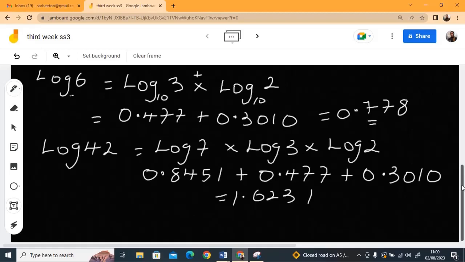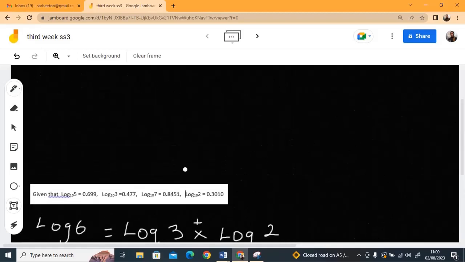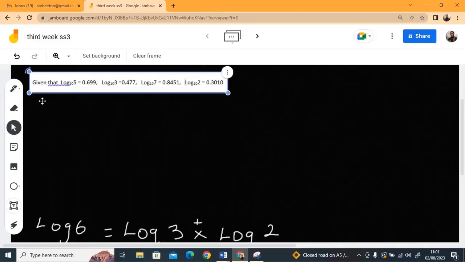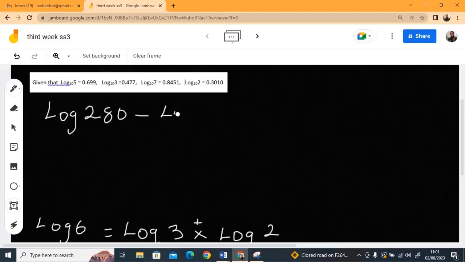Now let's move on. I'm just going to look at one more simple question, then we end this particular work. Let me move this thing up so that it can provide space for us. Now let's look at this. What if you are given something like this? This is more tricky. I gave you log 280 minus log 15. Now it becomes a problem. How do you go about this now?